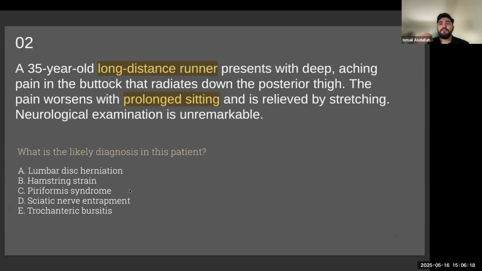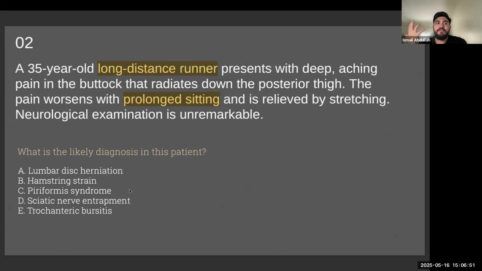Usually piriformis syndrome is mistaken for sciatica, the disease, okay? And it's about the quality of the pain. In piriformis, the pain goes from the buttocks radiating down the posterior thigh. In sciatica, or sciatic nerve entrapment, or a lumbar disc herniation causing sciatic nerve entrapment, you get a very sharp shooting pain from the lower back all the way to the foot.